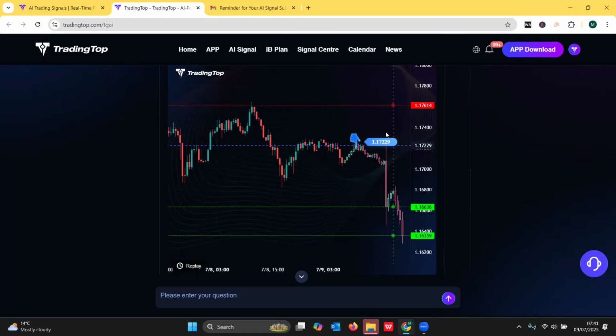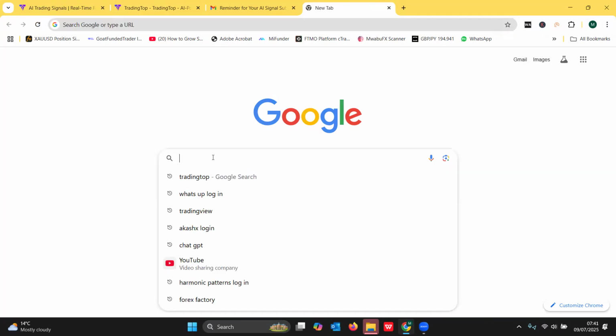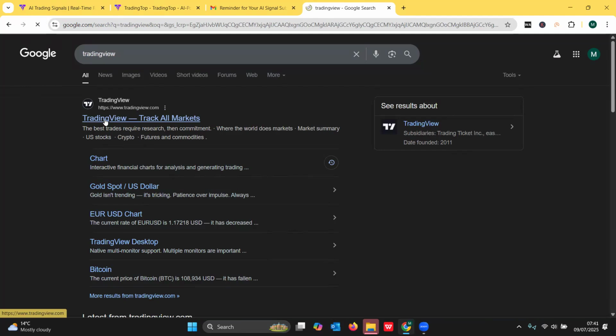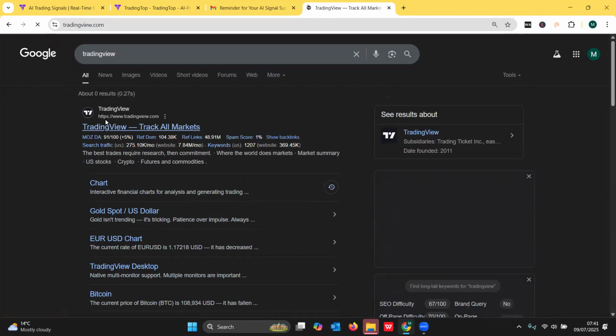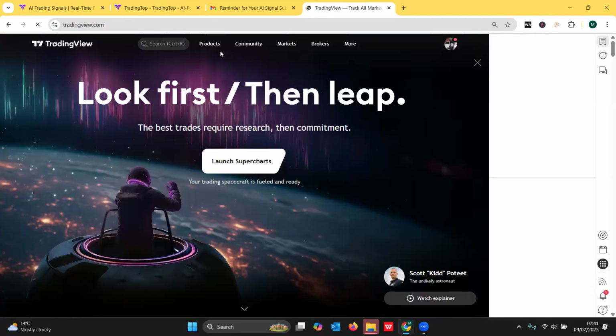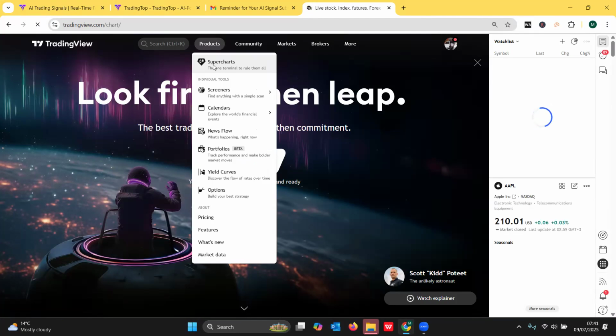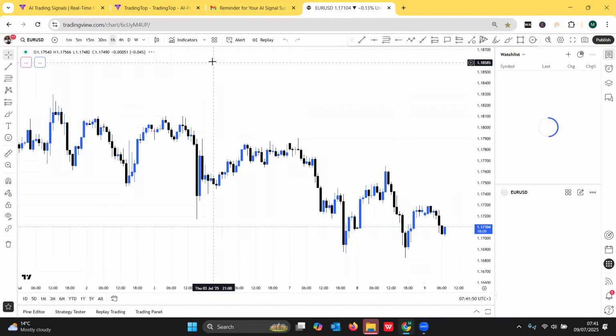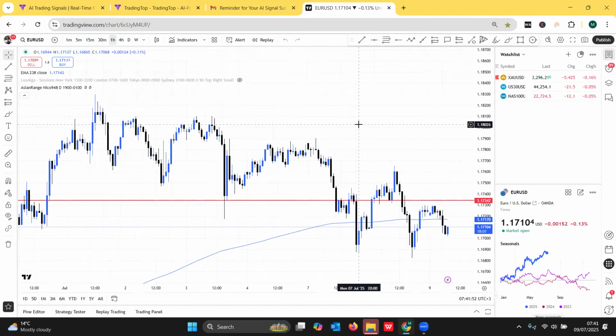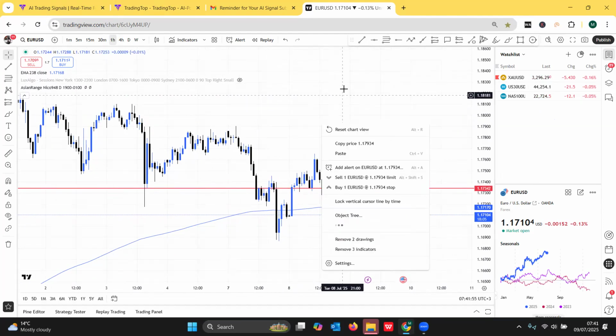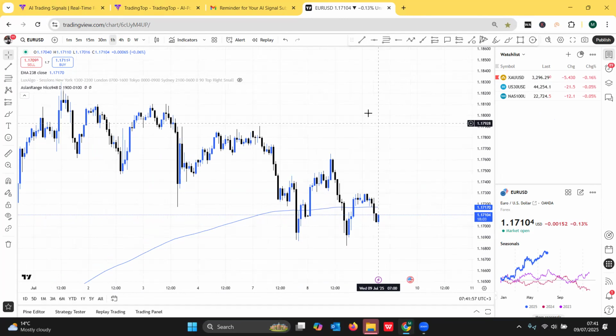If we go on TradingView, just to confirm what exactly I'm telling you, let's get into TradingView so that you can see. I'm explaining this so that when you get it, even on your free trial, you don't get confused. The first time I was really confused. I really did not know how to use it. So this will be of great help on how to use the trading AI.